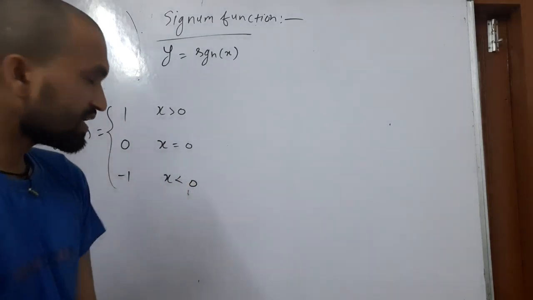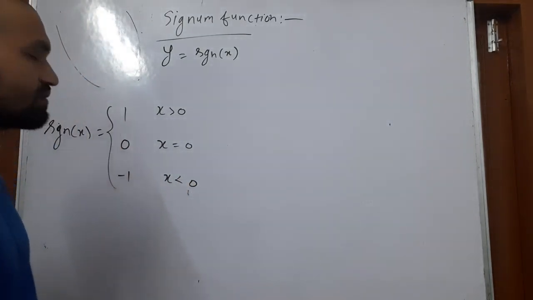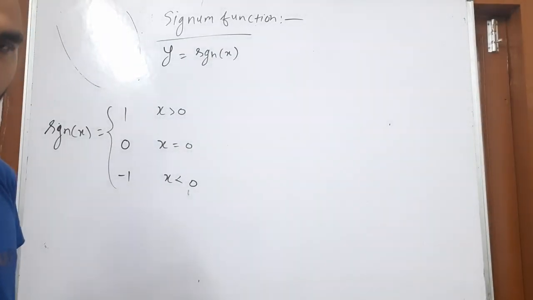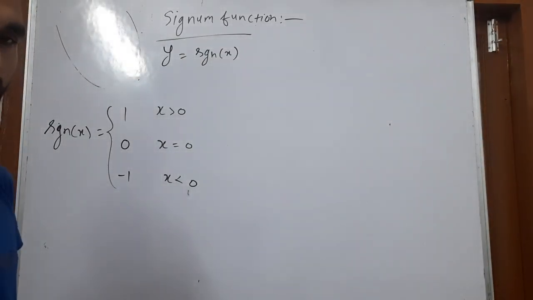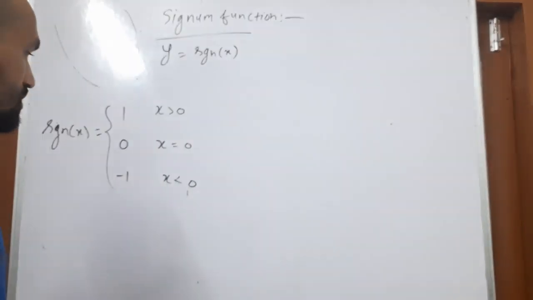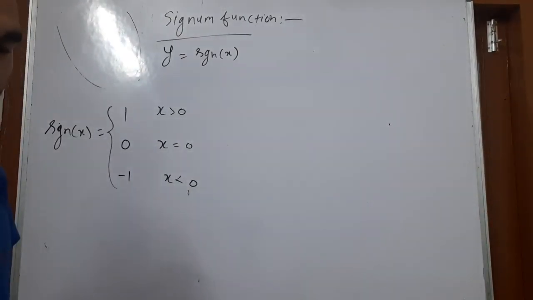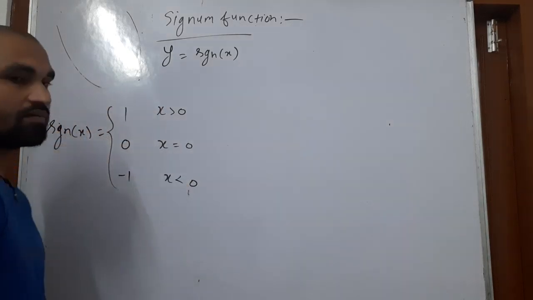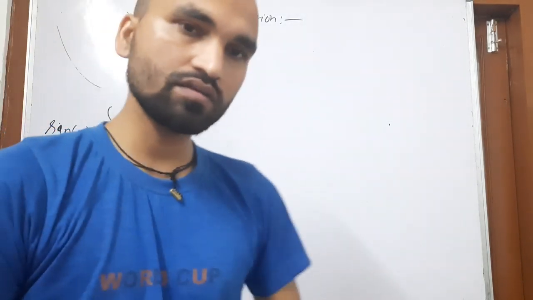So we have three distinct values of signum x for different values of x. That is, for x greater than 0 it is 1, it is 0 for x equal to 0, and it is negative 1 when x is negative. Okay, so these are the values of signum x for different values of x.